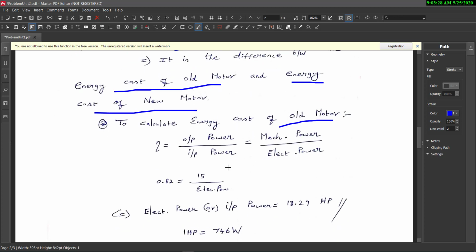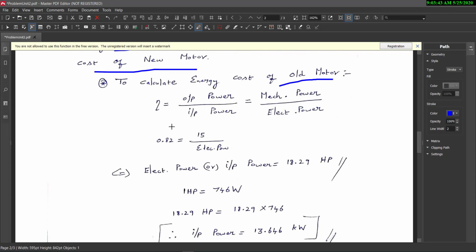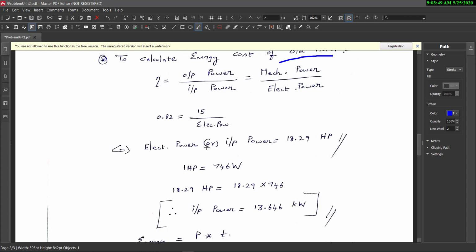Based on the given data, we are going to find the old motor cost. Efficiency is equal to output power divided by input power, which is mechanical power divided by electrical power. For a motor, output is mechanical power and input is electrical power. Here for the old motor, 82% is the efficiency, 15 HP is the output power, and the electric power, that is the input power, we have to find. Rearranging, we get the input power as 18.29 HP, which is the electric power.